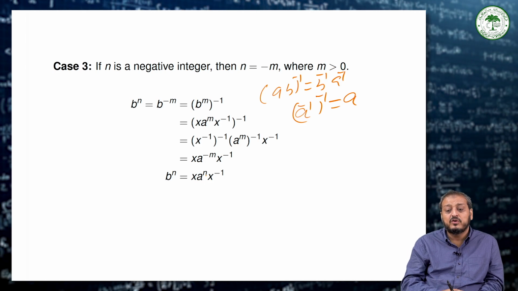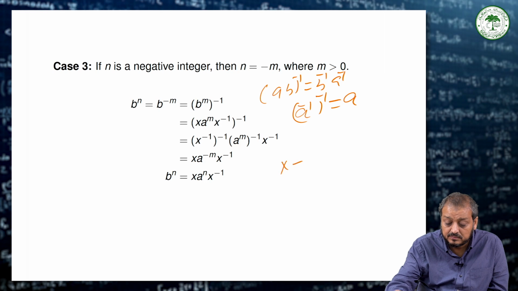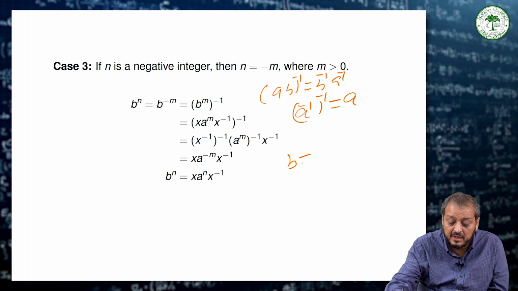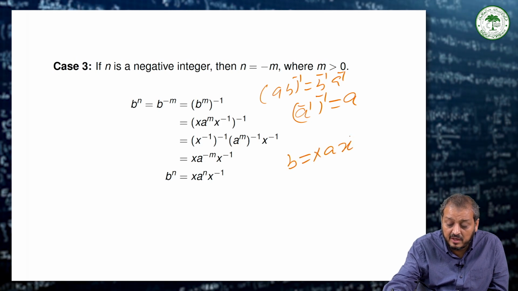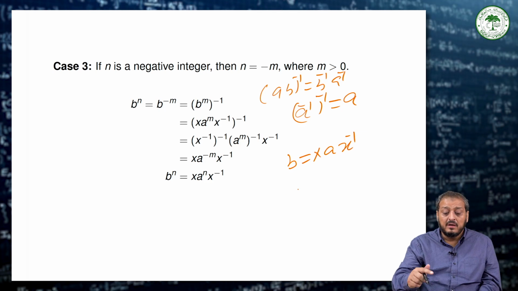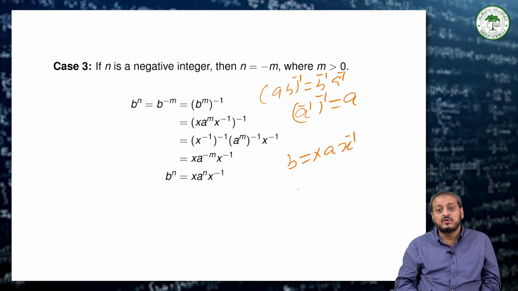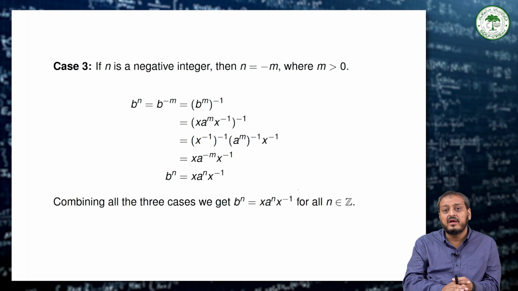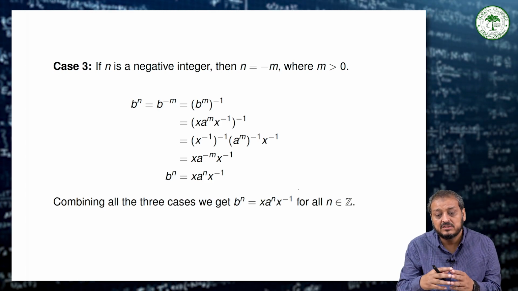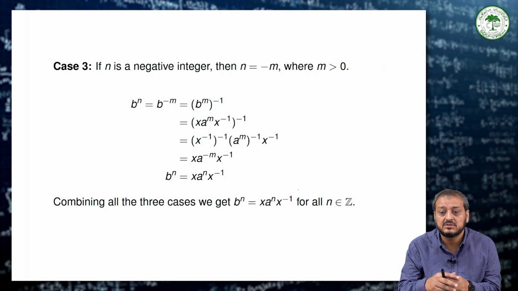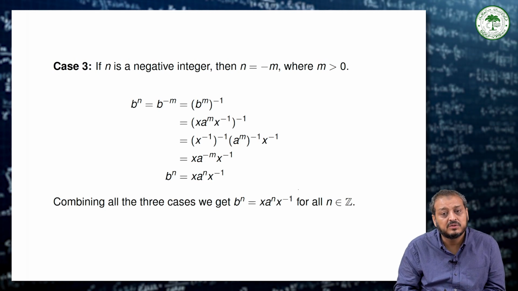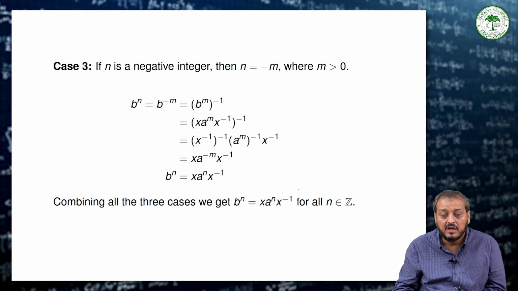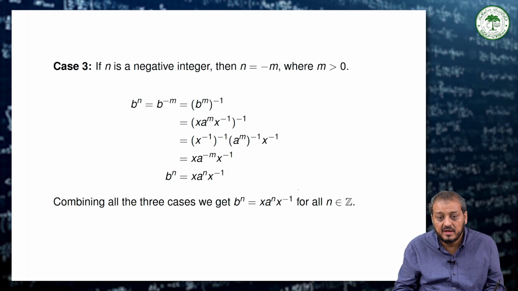So ultimately we show that if b can be written as x a x inverse, then b to the power n is x a to the power n x inverse for all integers. So combining all these three cases, we get b to the power n is equal to x a to the power n x inverse for all n belonging to Z. So I think this example is very clear. Now we have to move to another problem.